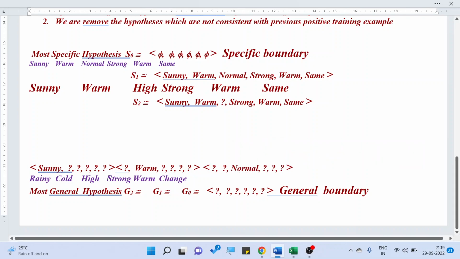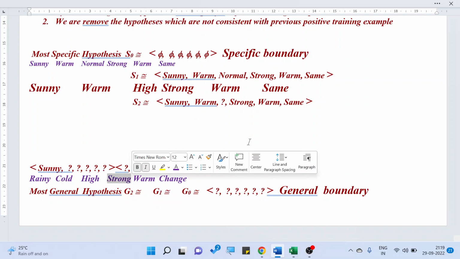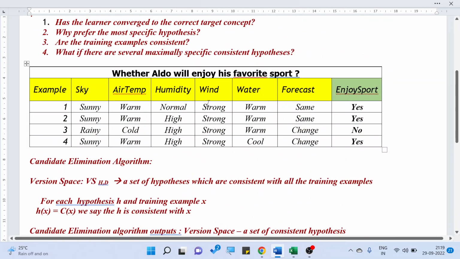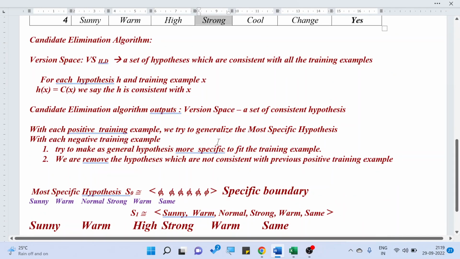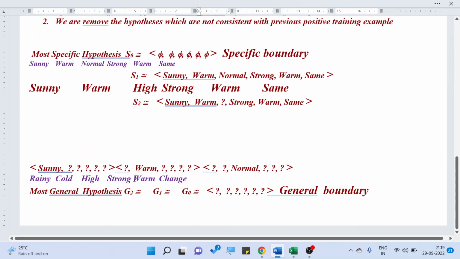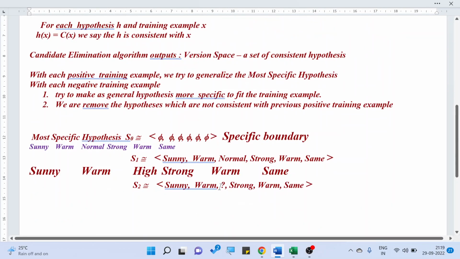Next, strong: he will not enjoy. So when he will enjoy, the alternative to strong is not present, so I cannot write a hypothesis. I am skipping that. Then warm: he will not enjoy, because it is a negative example.